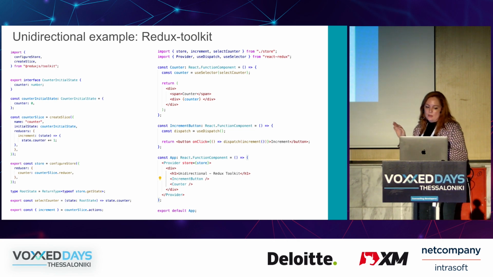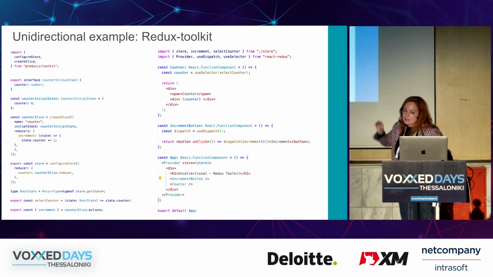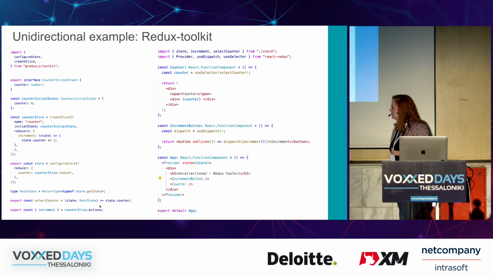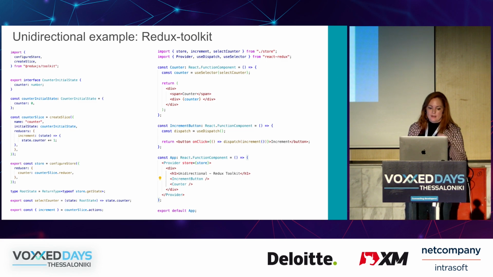Cool. On the left side, quickly, we will see how we create the slice. The slice is this part of the object of the store. We give a name to the slice. And I want you to pay attention to the very last line of code on the left side. You can see const increment, counterSlice.actions. With this destructuring command, we're creating the action. As we said before, we need both an action and a reducer. So this is the action, and this is the reducer that does the actual mutation. On the right side, we see how it's being used in the component.